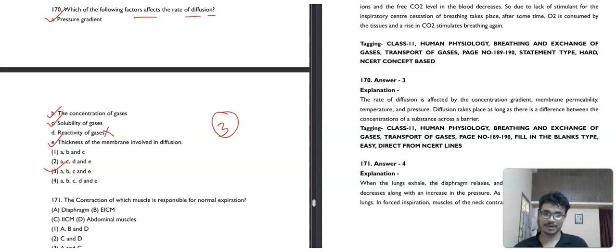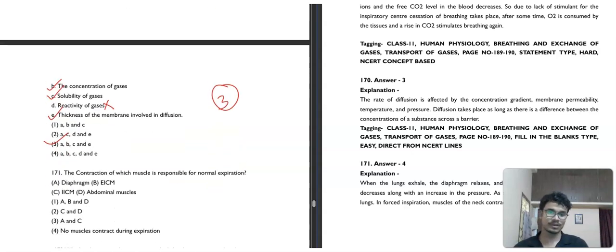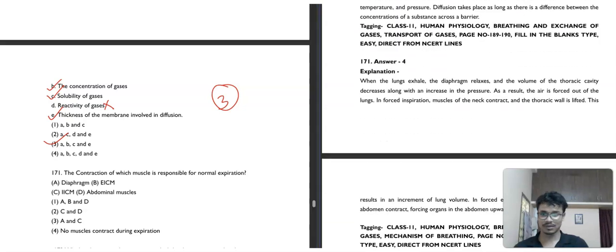Then question number 171. It is saying that the contraction of which muscle is responsible for normal expiration. Contraction of which is normal expiration. Like this is the forced one. It is normally occurring 12 to 14 times in a minute. That is the normal one.